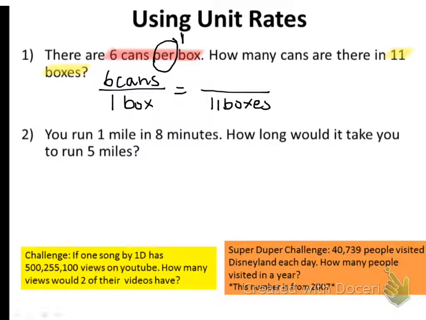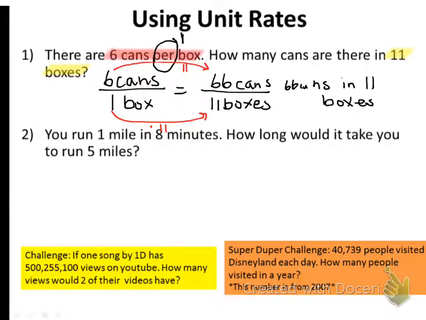Then the question says, how many cans are there in 11 boxes? Last time when we were trying to convert it into a unit rate, we divided. This time, when we're trying to make an equivalent ratio, we're going from 1 box to 11 boxes. I'm going to multiply. What do I multiply 1 by to make it 11? I multiply 1 times 11 and it will become 11. So that means I'm going to do the same thing to our numerator. 6 times 11 gives me 66 cans. So that means there are 66 cans in 11 boxes.